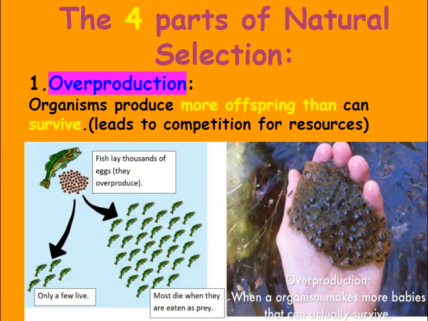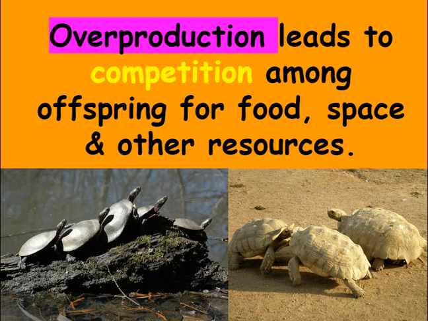So a couple of examples of aquatic organisms that overproduce, but you see that in nature, even if it's a large organism that has twins and only one survives, that's still considered overproduction. So that leads to competition among offspring for food, space, and other resources. That's where the whole idea behind survival of the fittest comes in. Do you have what it takes to survive if that environment changes, if something goes bad, if you have a lack of food or water, that kind of thing?